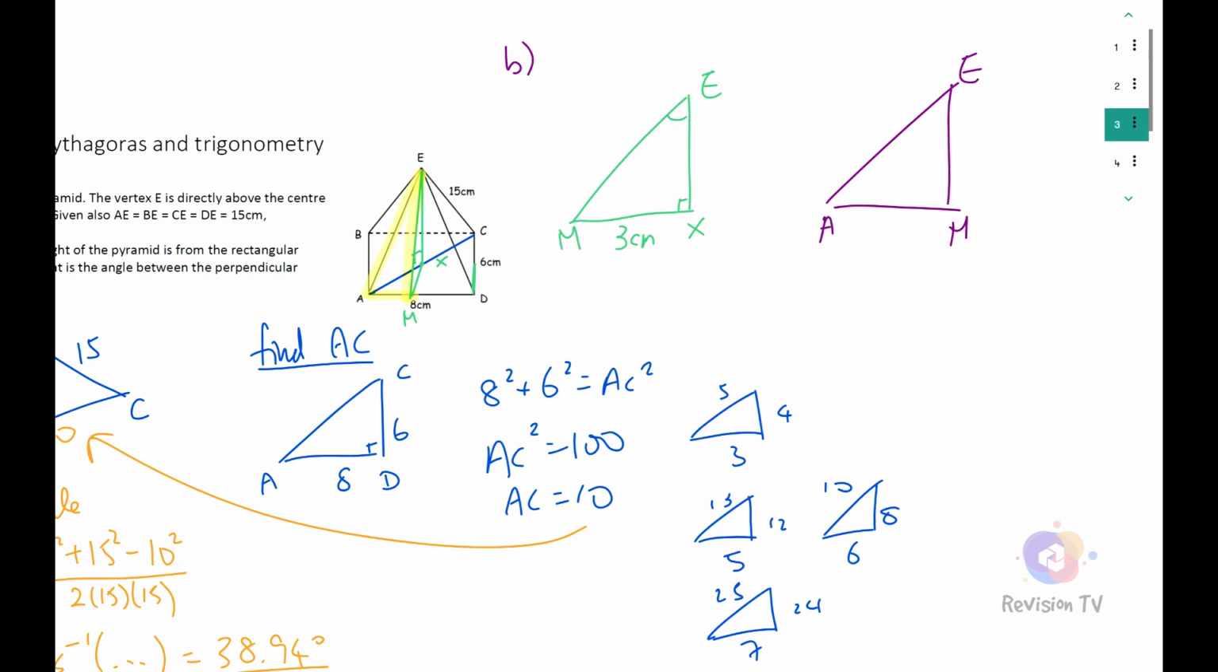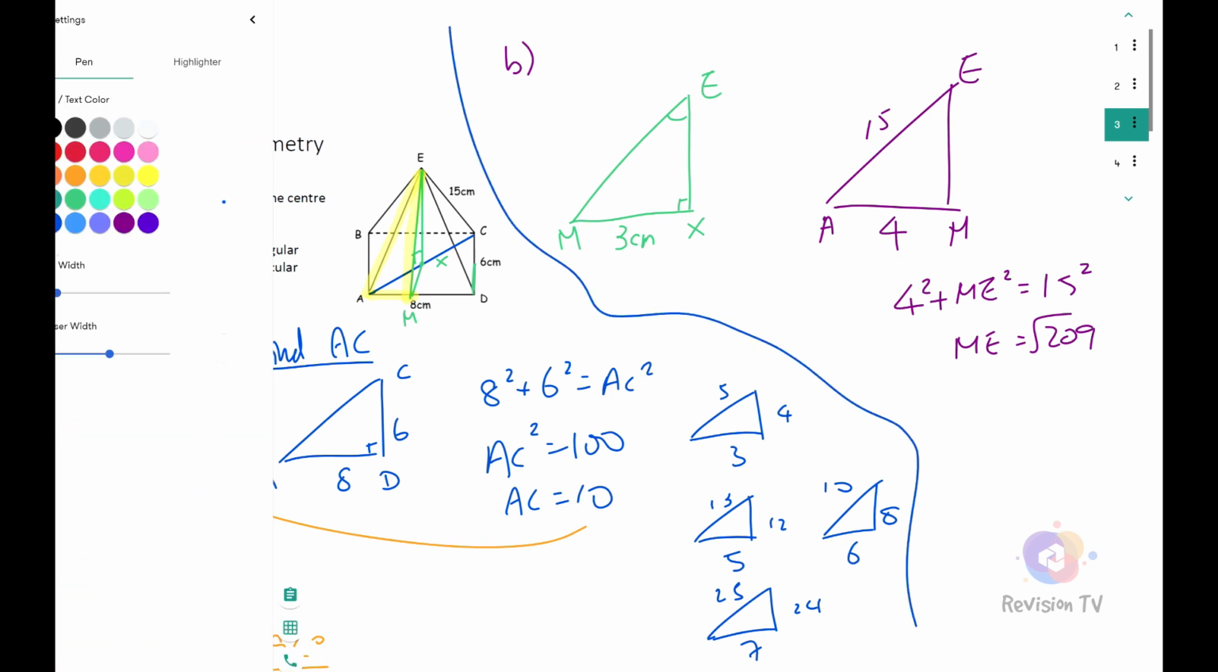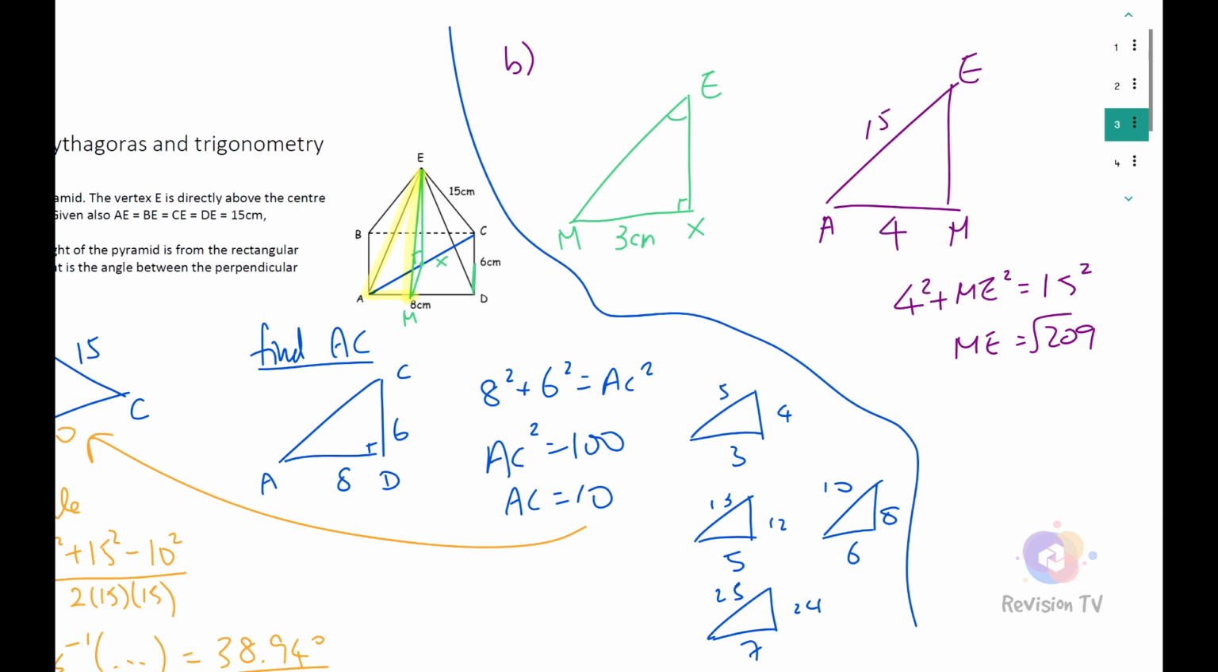So AM is going to be halfway of AD, which is 4. We know AE, the slant height, is 15 centimeters. So therefore, we can work out ME quite easily. ME squared, Pythagoras, a squared plus b squared equals c squared. I'm going to skip the calculation here a little bit. ME equals square root of 209. Just plug it in the calculator.